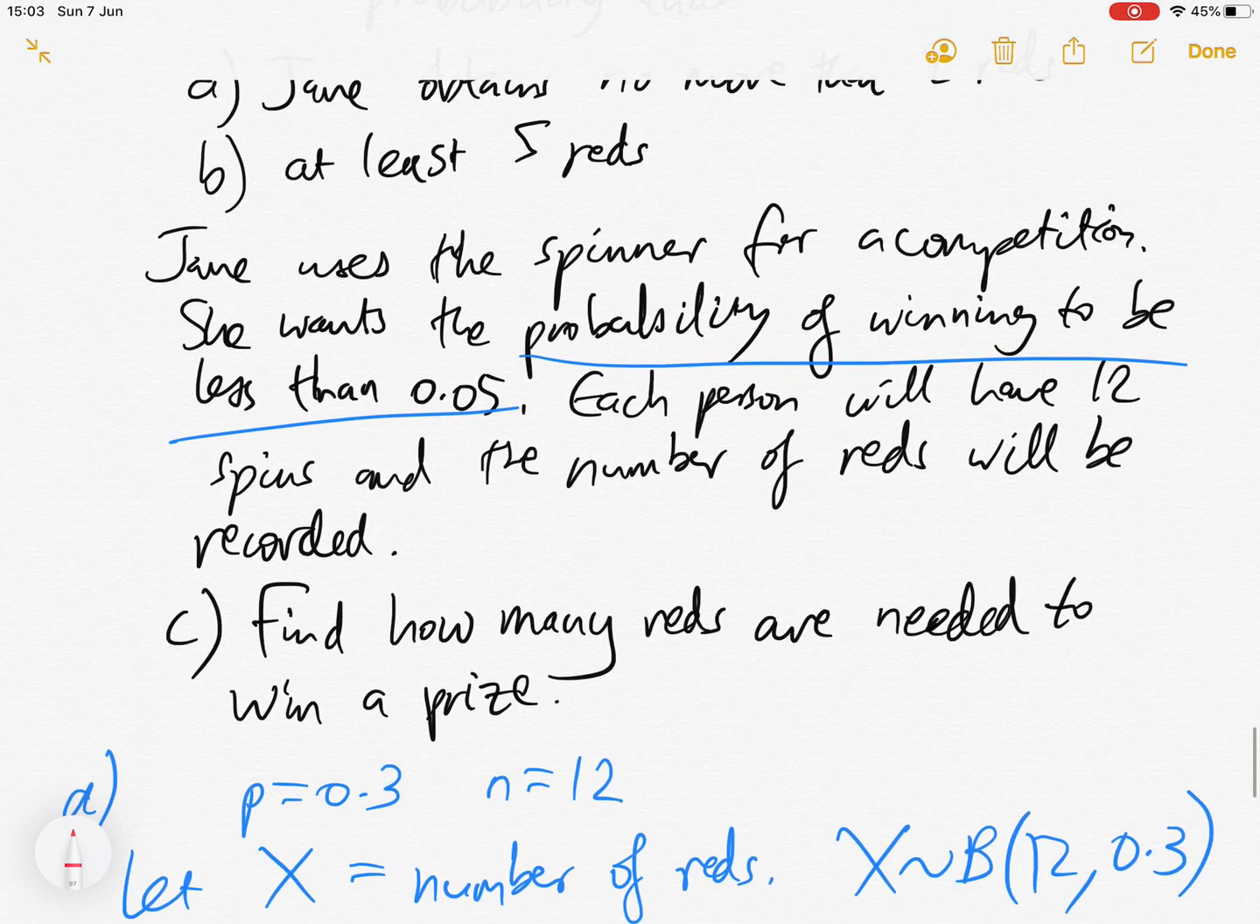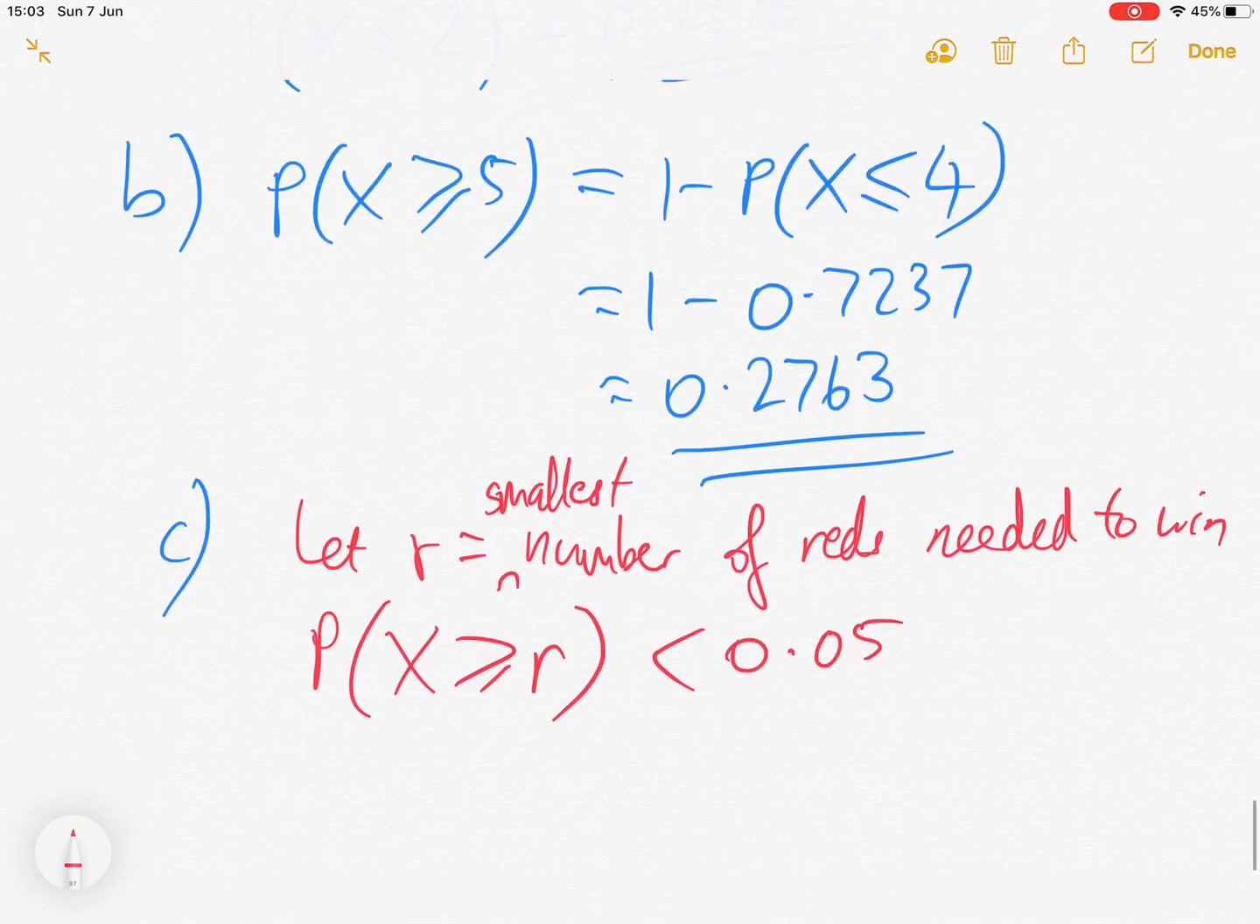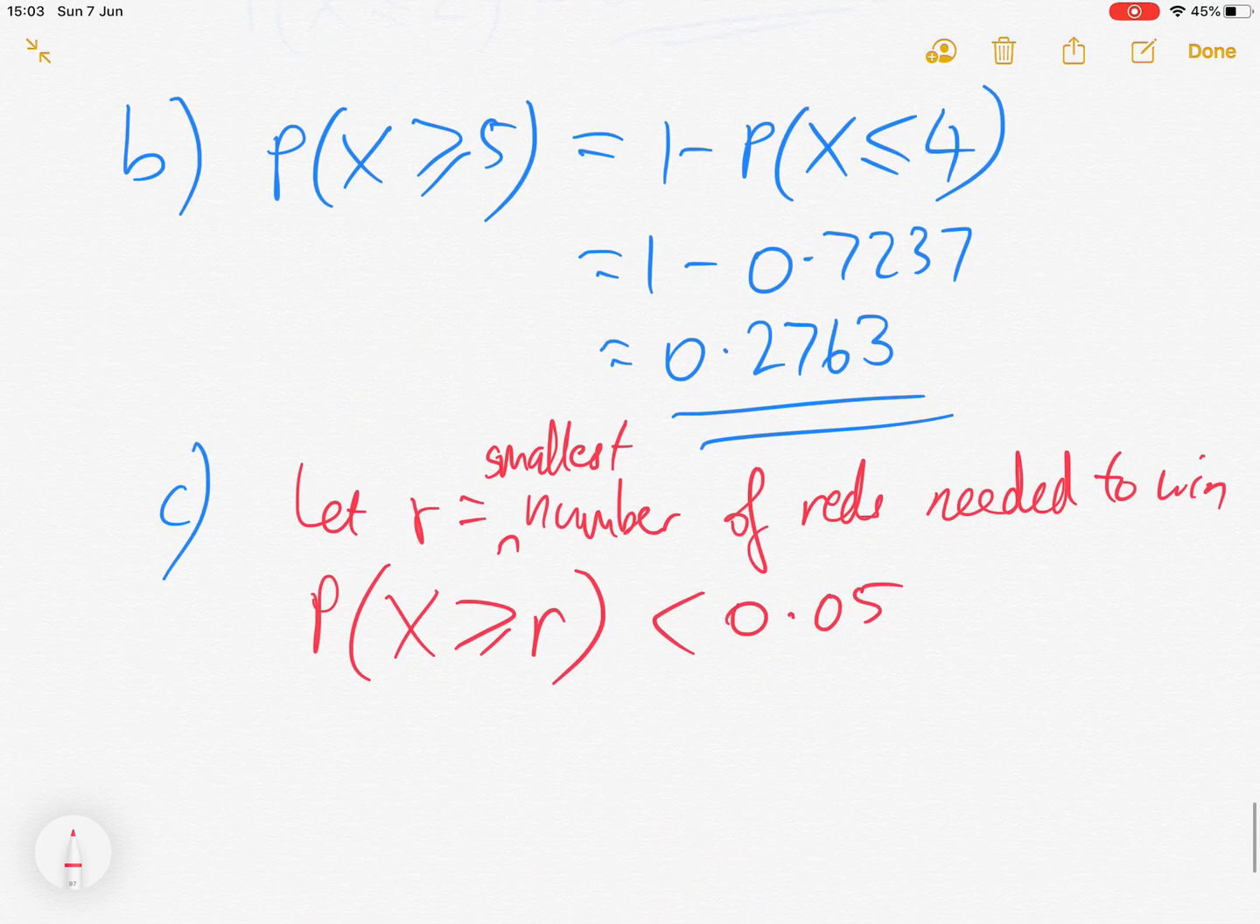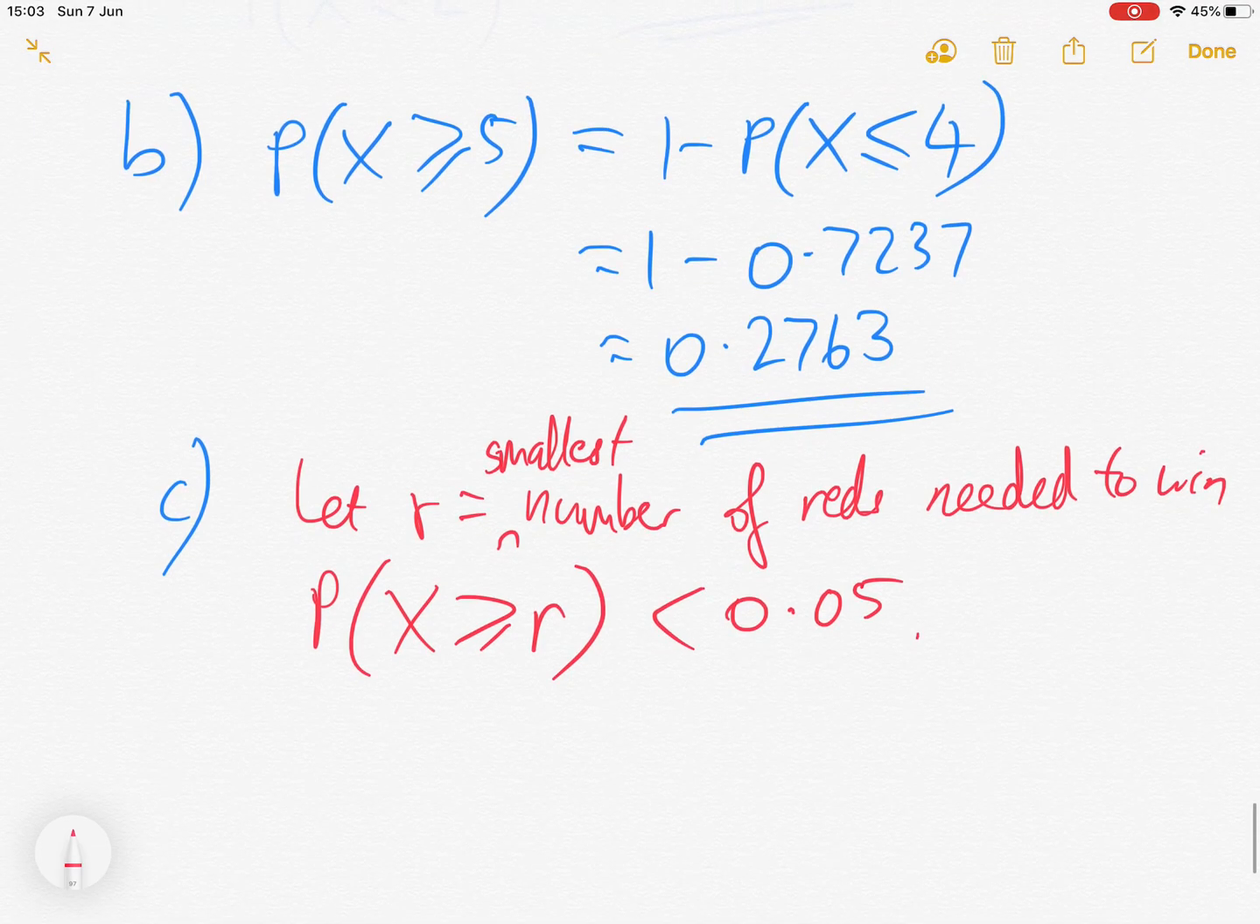Each person will have 12 spins. The number of reds will be recorded. Okay, so this type of question is slightly more complicated. And again, there are a few different ways to do it. One way is to use the table again. Your calculator can actually make the table. The table is in the formula book, but this type of question I probably recommend you either do that or use the tables that are given in the formula book. So we go to n is 12, p is 0.3.